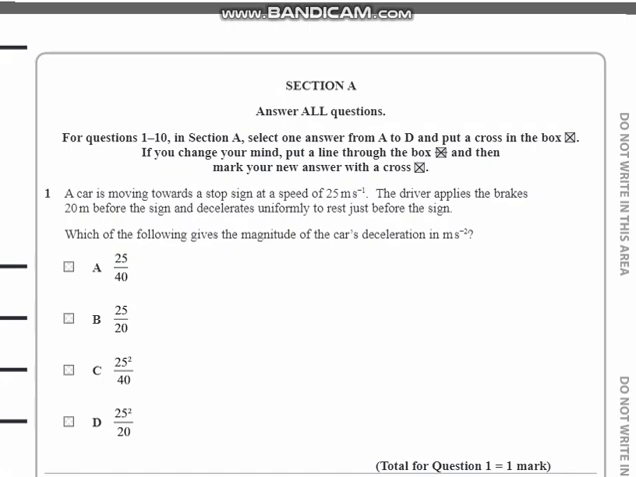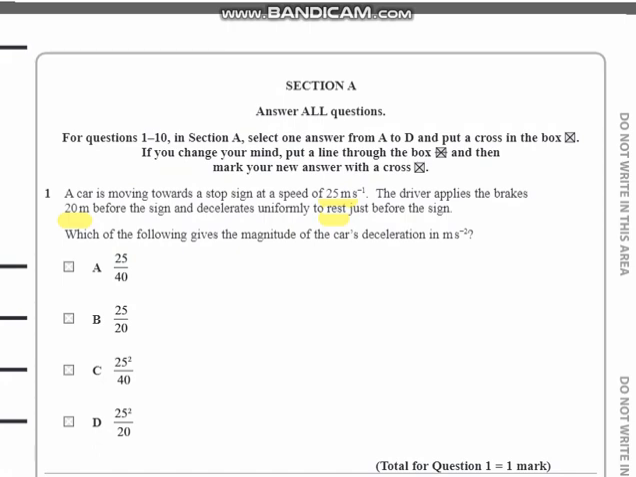So the first question is, a car is moving towards a stop sign at a speed of 25 meter per second. The driver applies the brakes 20 meter before the sign and deaccelerates uniformly to rest just before the sign. I'll just highlight some important points here. And they ask us which of the following gives the magnitude of the car's deacceleration in meter per second square. So we have to find out the deacceleration.